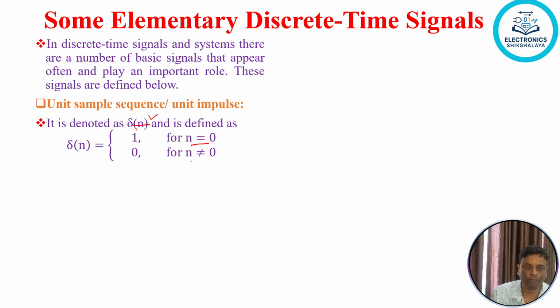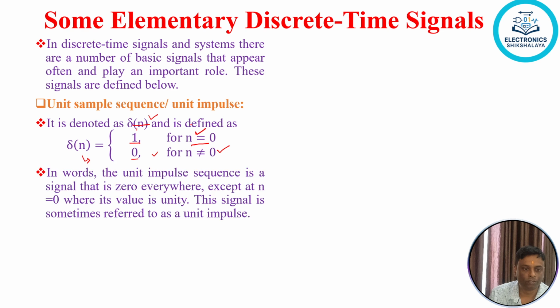If n is not equal to 0, then del of n equal to 0. So it is defined only for the n value equal to 0, where del of n equals 1, and it is 0 everywhere else. In other words, the unit impulse sequence is 0 everywhere except at n equal to 0, where the value is unity. This signal is sometimes referred to as a unit impulse signal. So this is your del of n.